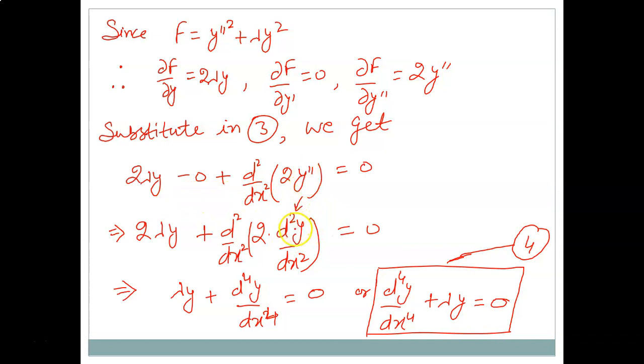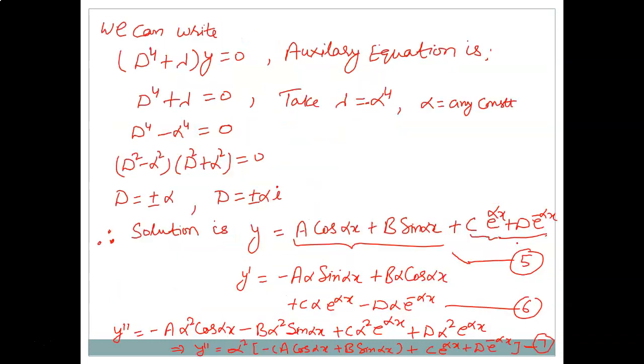Now y double dash stands for the second derivative with respect to x. After simplification we have the fourth order derivative plus this lambda y and this one. Now we are going to solve this equation 4. This equation 4 in symbolic form can be written in this way. Now here the auxiliary equation will be this one. Now from the point of view of simplification, let us substitute this lambda as minus alpha to the power 4, where alpha is any constant to be determined. So we say D^4 minus alpha^4.